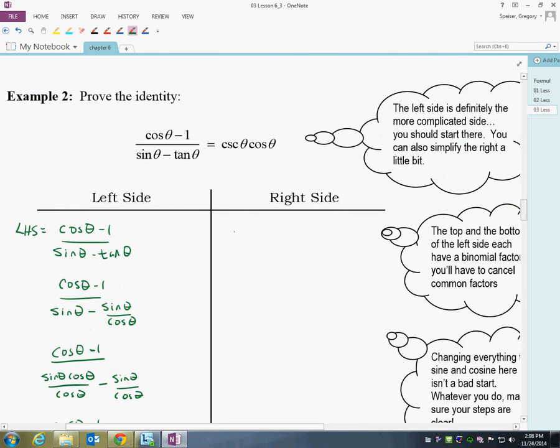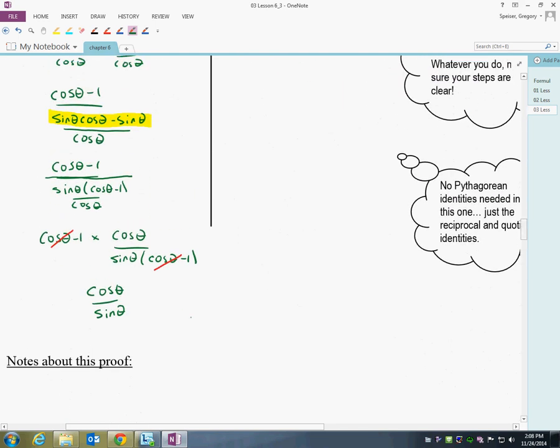So here we have the right-hand side is equal to cosecant theta times cos theta. I'll change cosecant to 1 over sine times cos theta. Oh, and it didn't take very long, did it? Now we have cos theta over sine theta. And now we've done it, haven't we? So we've got the left-hand side equals the right-hand side.